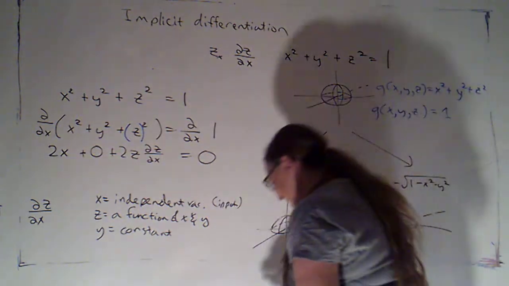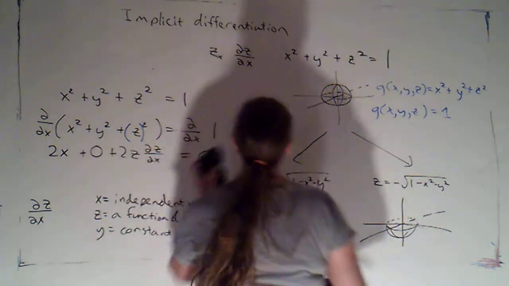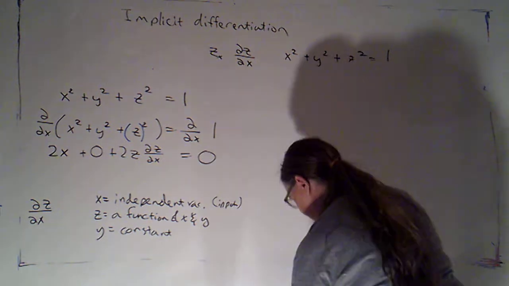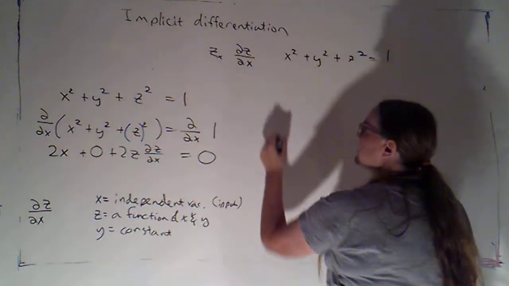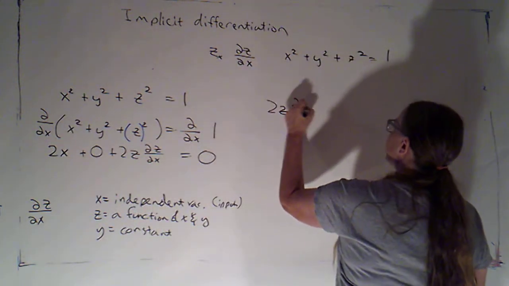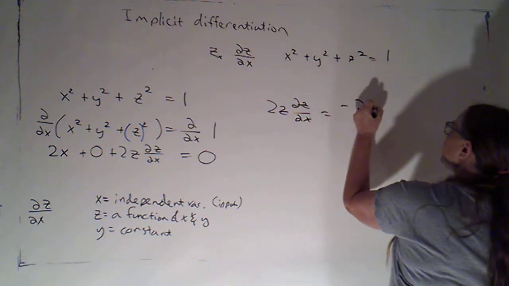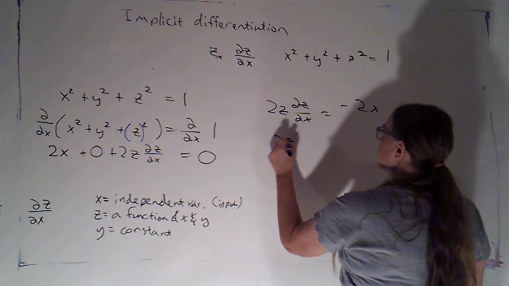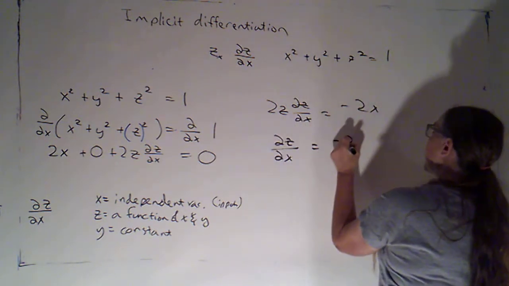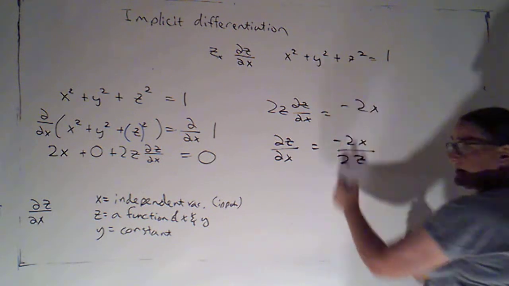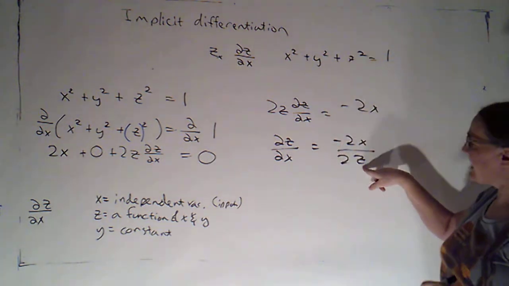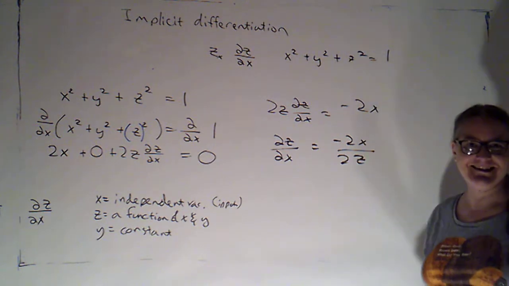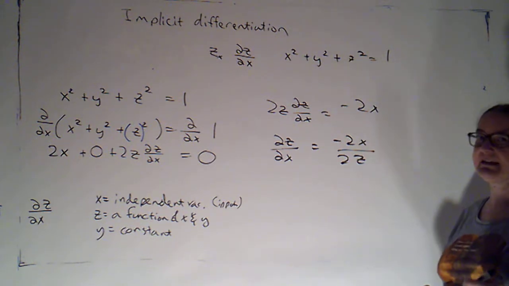All right, and then if I wanted to solve for the partial of z with respect to x, I'm just going to move everything over. So I would have 2z partial x equals negative 2x. Divide both sides by 2z. Now, of course, that's going to be undefined if z is 0. Okay. Now, as long as that z stays in the denominator, I can see that that is undefined when z is 0, so I don't need to explicitly say that.